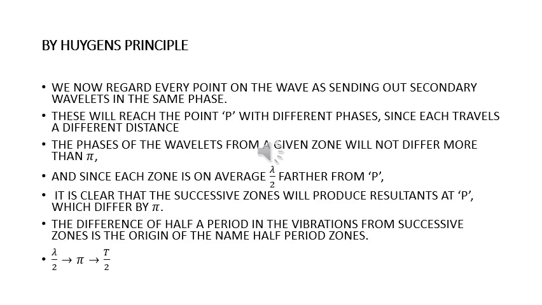We know by Huygens' principle that every point on the wave is sending out secondary wavelets in the same phase. These will reach the point P with different phases since each has traveled a different distance. The phases of the wavelets from a given zone will not differ by more than pi, since each zone is on an average lambda by 2 farther away from P. It is clear that the successive zones will produce resultants at P which will differ by pi. The difference of half a period in the vibrations from successive zones is the origin of the name half-period zones, since lambda by 2 corresponds to a phase difference of pi, which corresponds to T by 2, half a period.